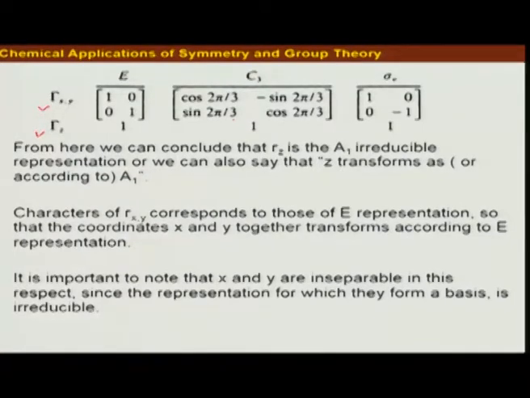So from here what we can conclude is that this gamma z is the A1 irreducible representation. If you just go back and see the character table, then you will find that in reality this gamma z is nothing but the A1 irreducible representation, while gamma xy is the E irreducible representation. Okay, and you cannot separate these x and y contributions.